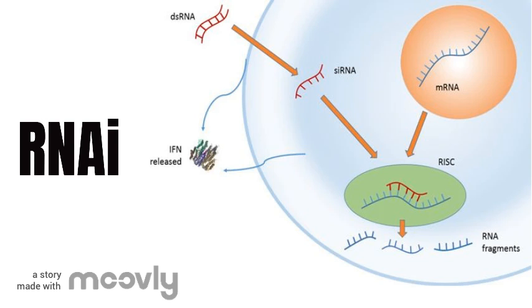RNAi is a cellular mechanism that uses the gene's own DNA sequence to turn off or silence the gene itself. Long double-stranded RNA is cut into small fragments about 21 nucleotides long by the dicer enzyme. These fragments are referred to as siRNA and bind to proteins from the Argonaute protein family. After binding, one strand of the double-stranded RNA is removed and the other is available to bind to the messenger RNA. Once bound, the Argonaute protein can cleave the messenger RNA and silence it.